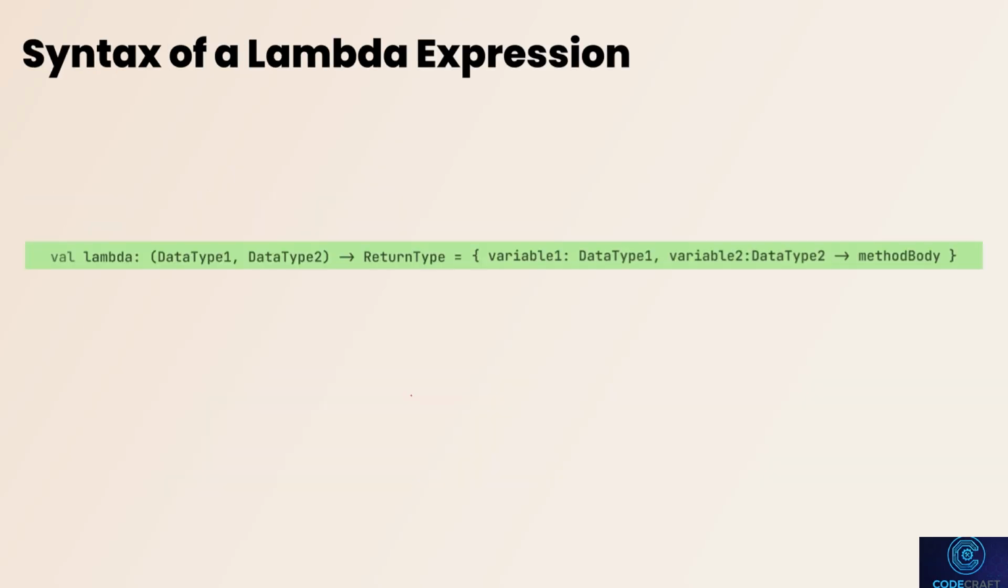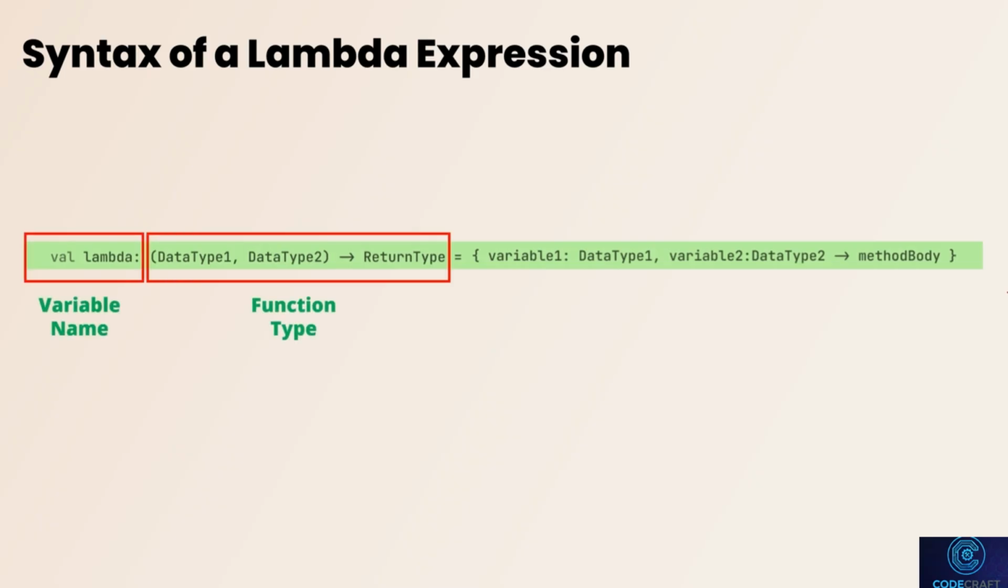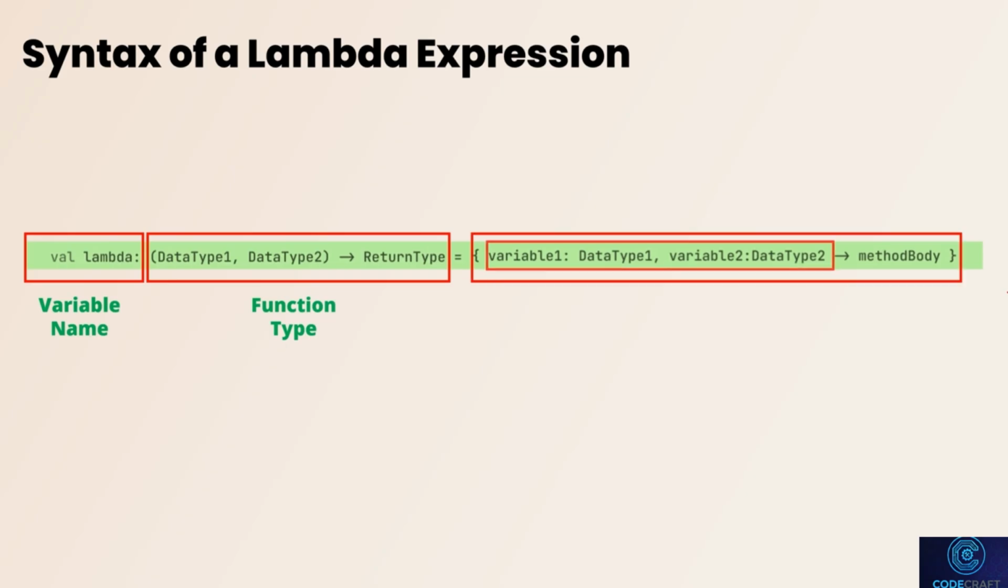Let's deep dive into the syntax of a lambda expression. This is the general syntax of a lambda expression. We start with the variable name, then the function type, data type 1, data type 2, and the return type. And here is the lambda. And these data types should match the data type you specify in the function type.